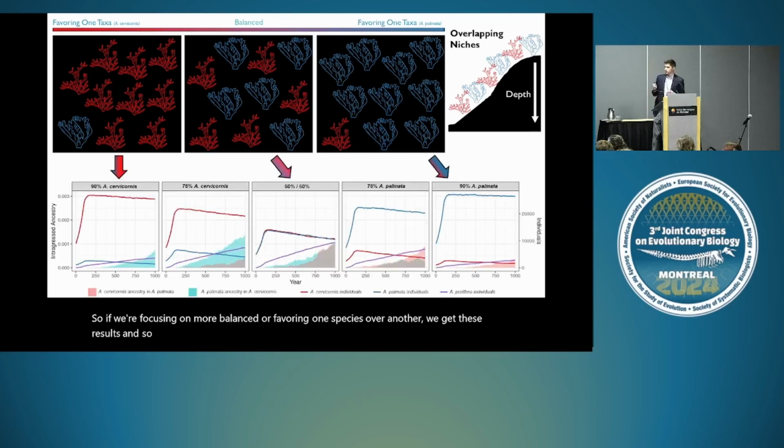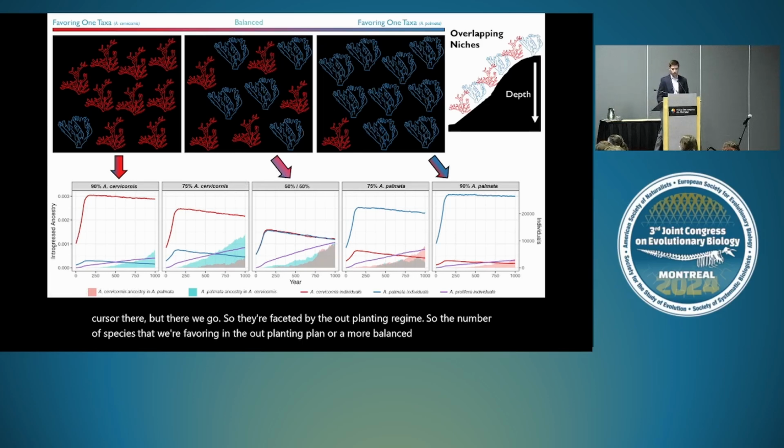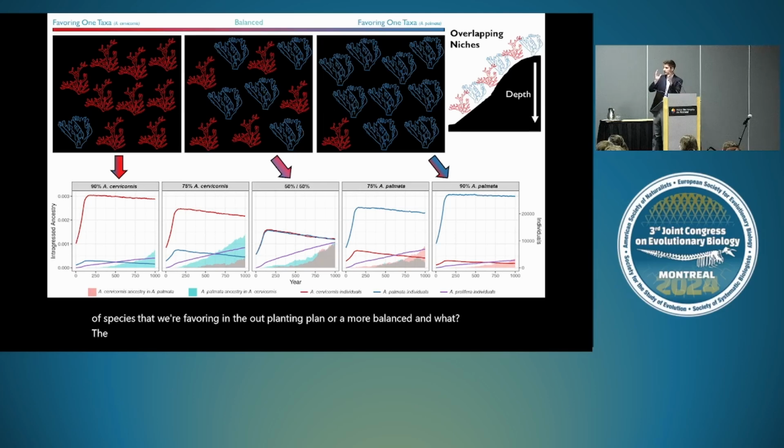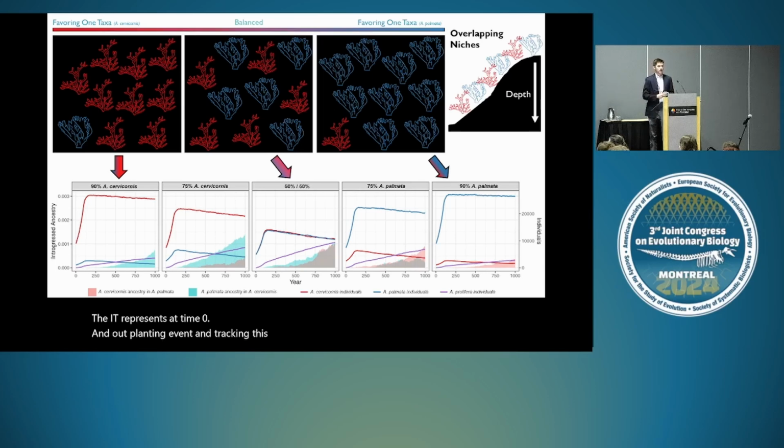These plots are a little complicated, but I'll walk you through them here. They're faceted by the outplanting regime, so the number of species that we're favoring in the outplanting plan, or a more balanced one, and what it represents at time 0, an outplanting event, and tracking this throughout time. So projecting into the future, the trajectory of these outplanting events.